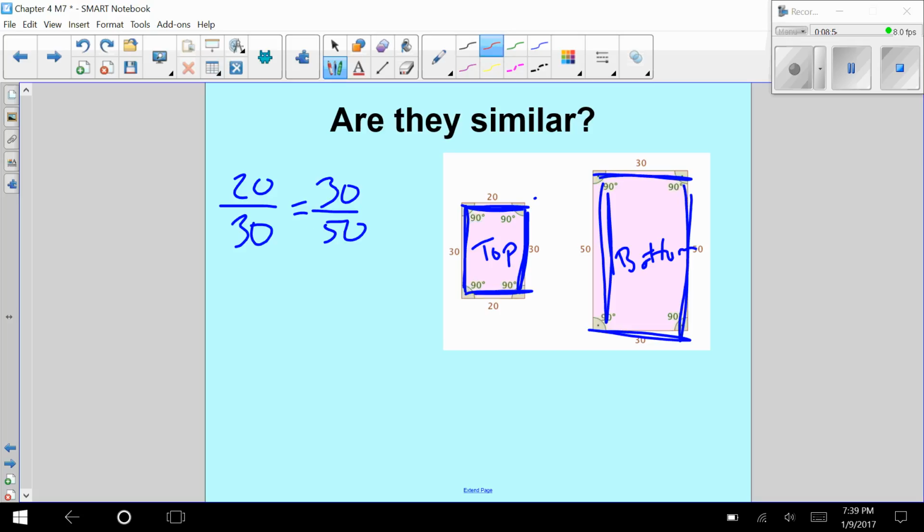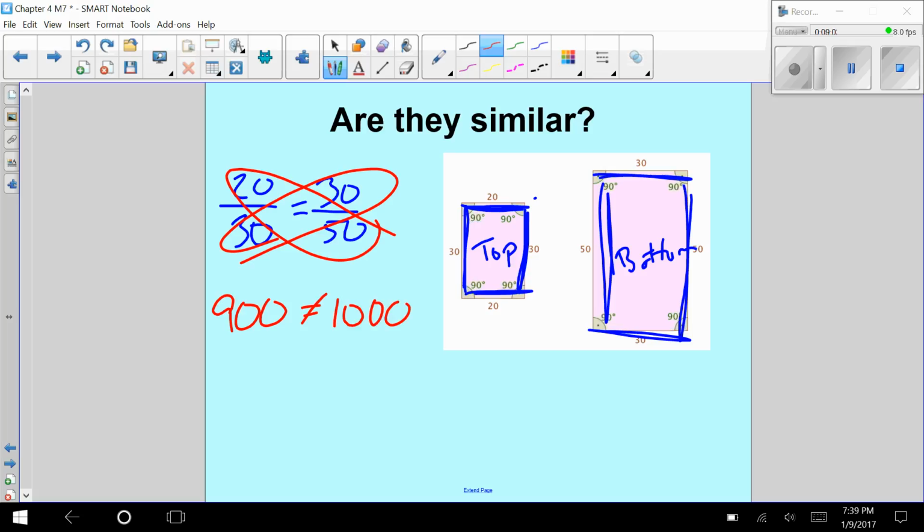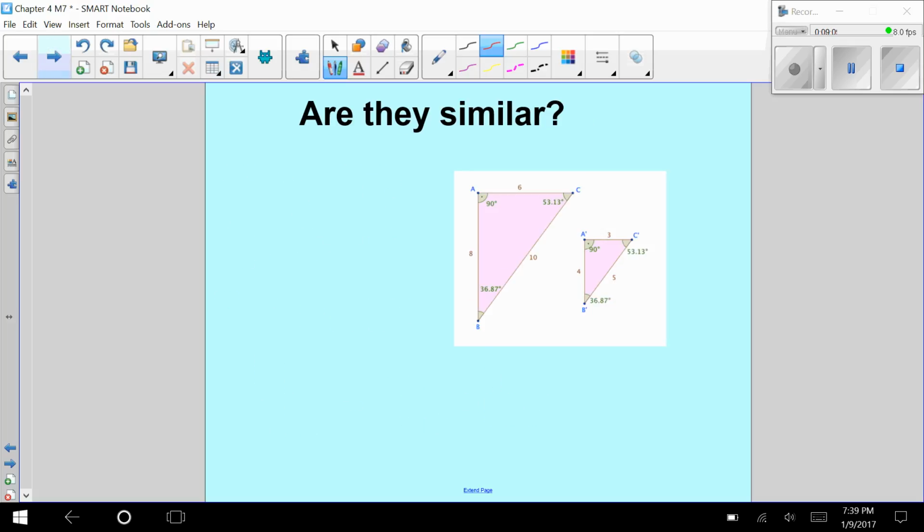So to check this, let's do cross products. 30 times 30 is 900. 20 times 50 is 1,000. These are not equal, so they are not similar. And one last one for you to try. Are they similar?